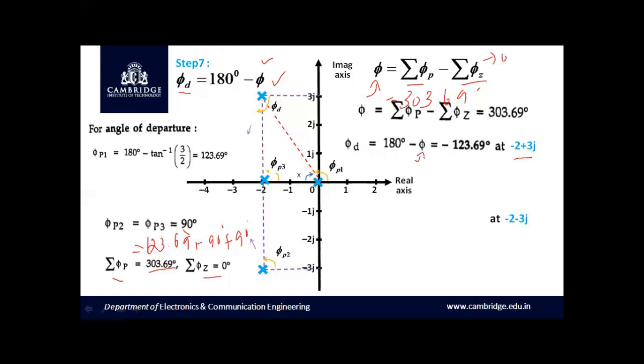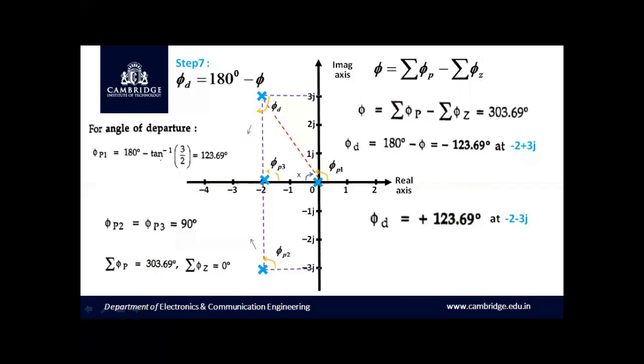Therefore, the angle of departure is given by minus 123.69 degree at -2 plus 3j. As we know that the root locus is symmetrical with respect to the real axis, the angle of departure for the pole located at -2 minus 3j will be plus 123.69 degree. It's not necessary for you to calculate for the other end. You can write it directly.